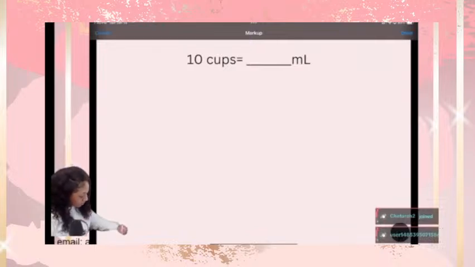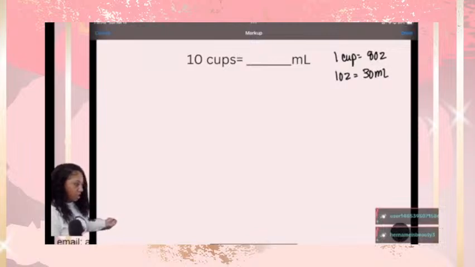So 1 cup is 8 ounces, and 1 ounce is 30 milliliters. All right. If we are looking for milliliters, I'm going to start with milliliters.